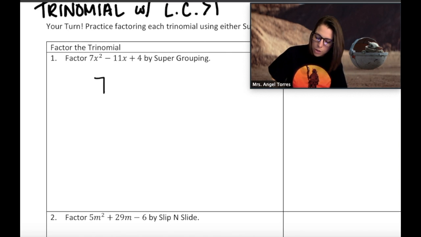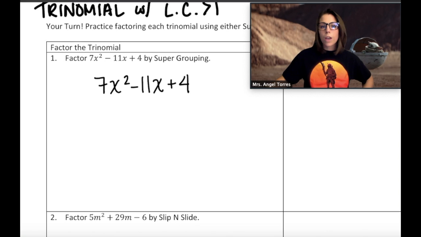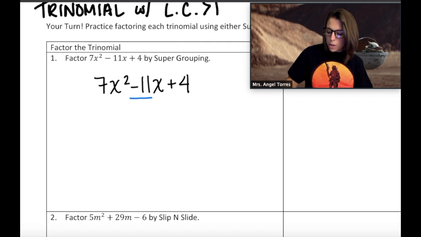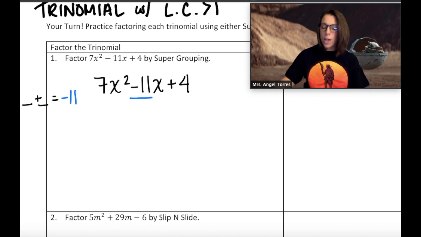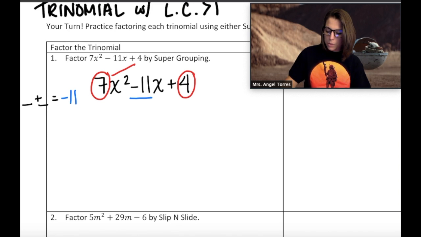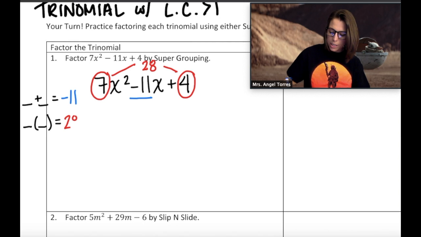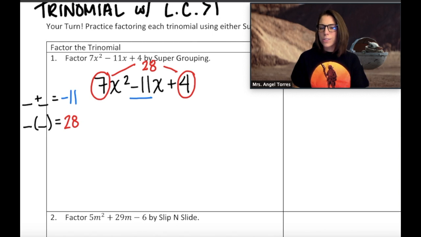I'm going to start by writing out the trinomial in the middle so I have a little bit of space to do my supergrouping. All right, step 1, we are going to play the P's and Q's game here. We're still trying to find two numbers that have a sum of negative 11. So what plus what is a sum of negative 11? The middle term is always the sum. But if you remember what's different with supergrouping, to find the product, we grab the first term and the last term, and we multiply them. 7 times 4 is 28. So we're finding two numbers that have a product of 28. What are our values of P and Q here?